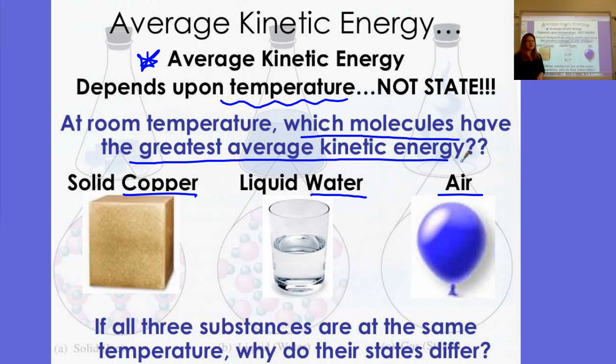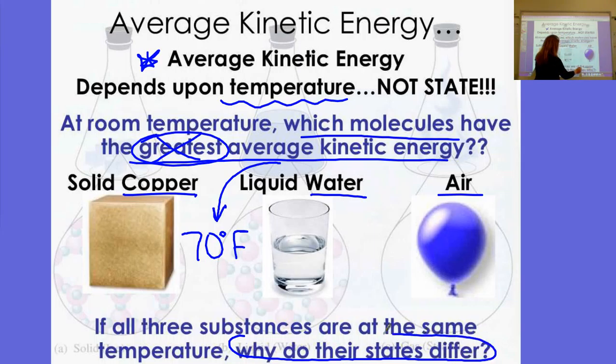If kinetic energy depends on temperature, which one has the greatest average kinetic energy? If they're all at room temperature, they're all about 70 degrees Fahrenheit. So if they're all 70 degrees Fahrenheit, nobody has the greatest average kinetic energy, because average kinetic energy is the temperature. So if they're all the same, why is one a solid, one a liquid, and one a gas?